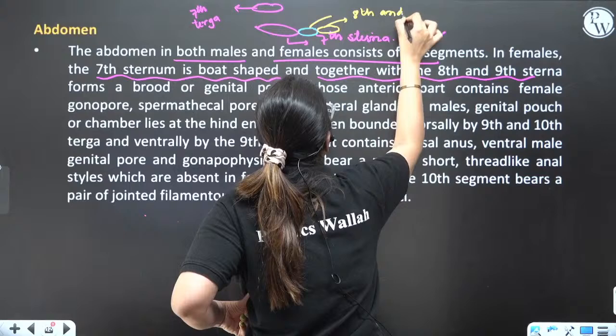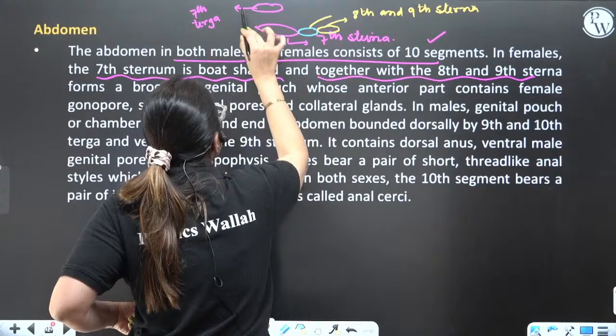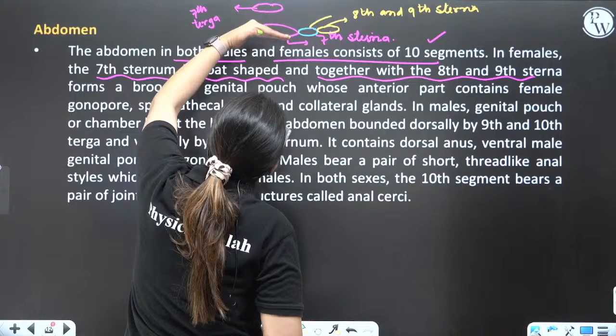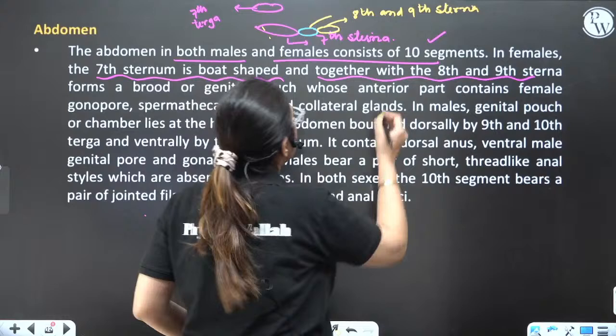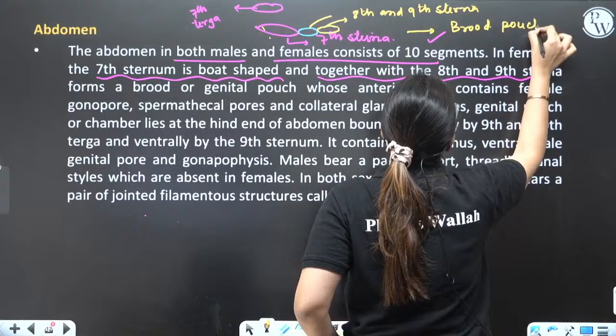Yes, this is the seventh tergum. Below the seventh tergum, there will be the seventh sternum. So what they are saying is the seventh sternum becomes boat shaped along with the eighth and ninth sterna. All three sterna form a brood pouch in case of female, or genital pouch. I'll show you.